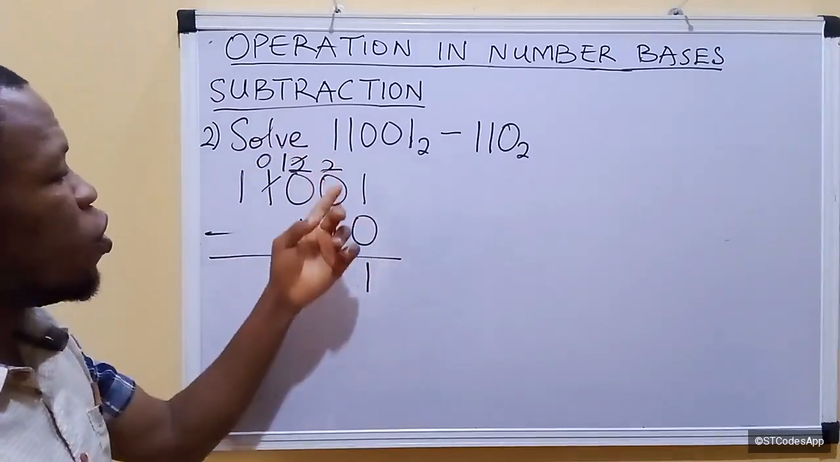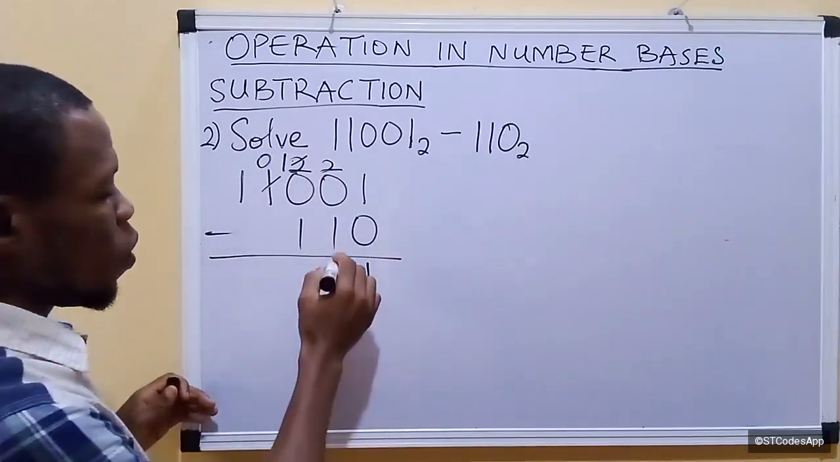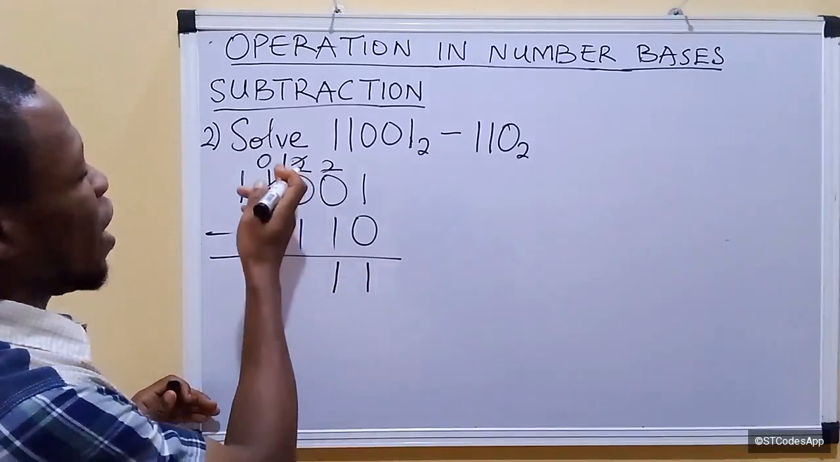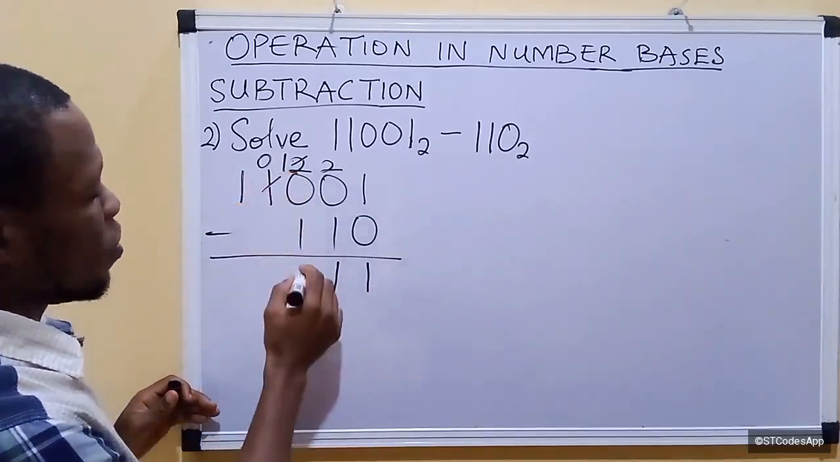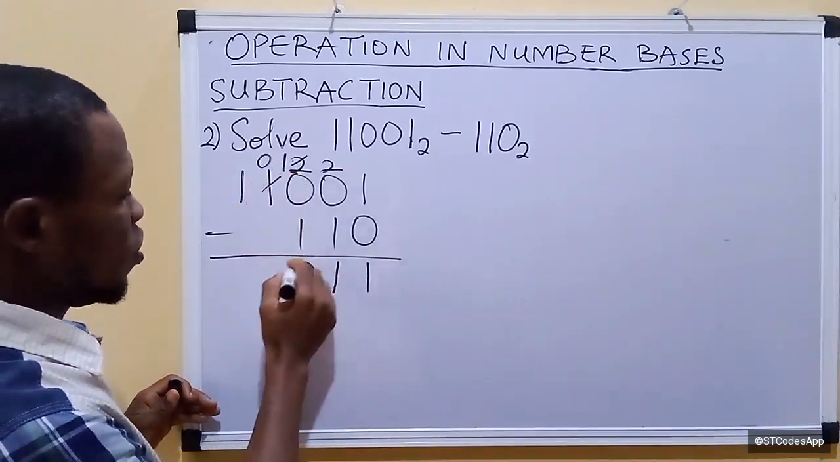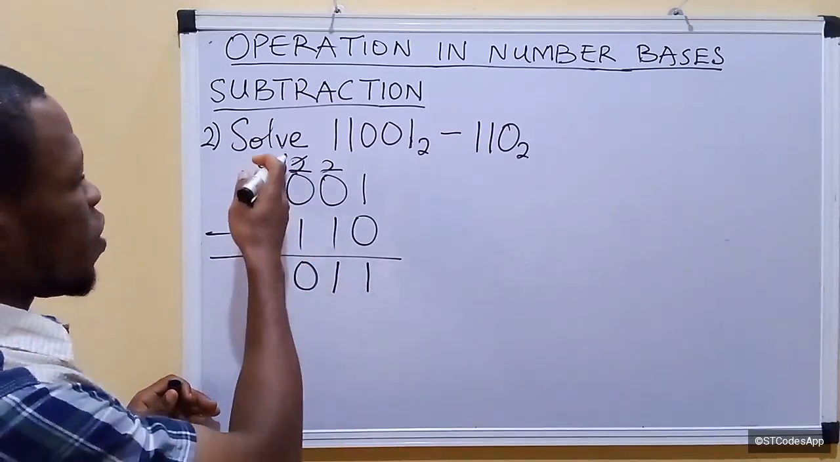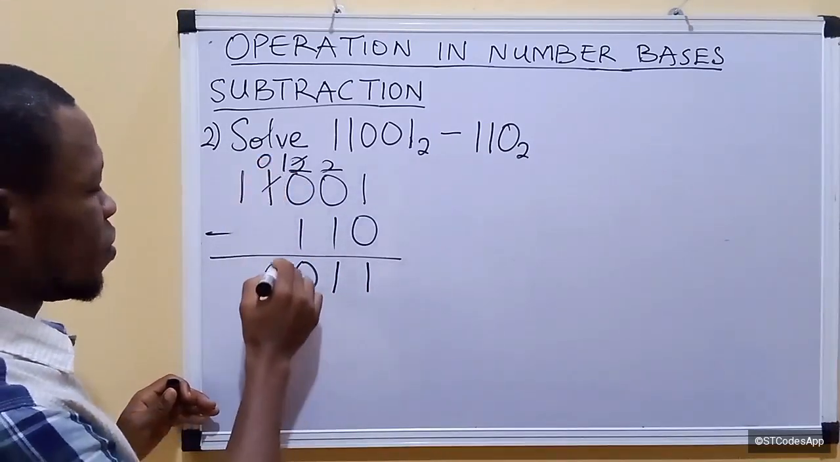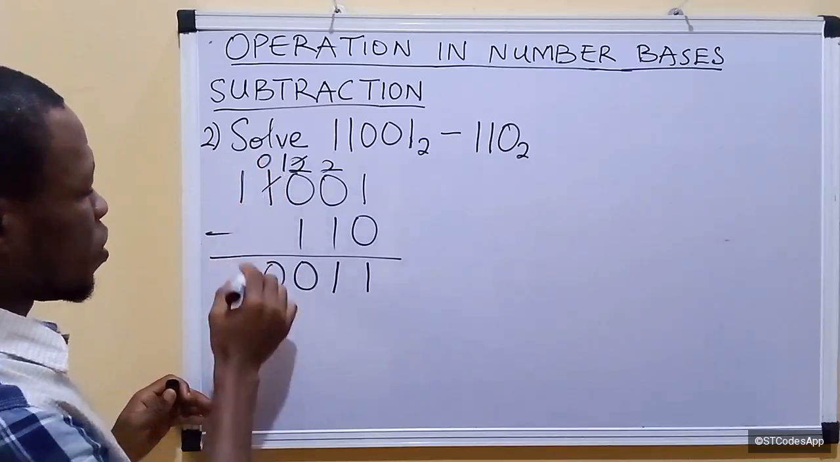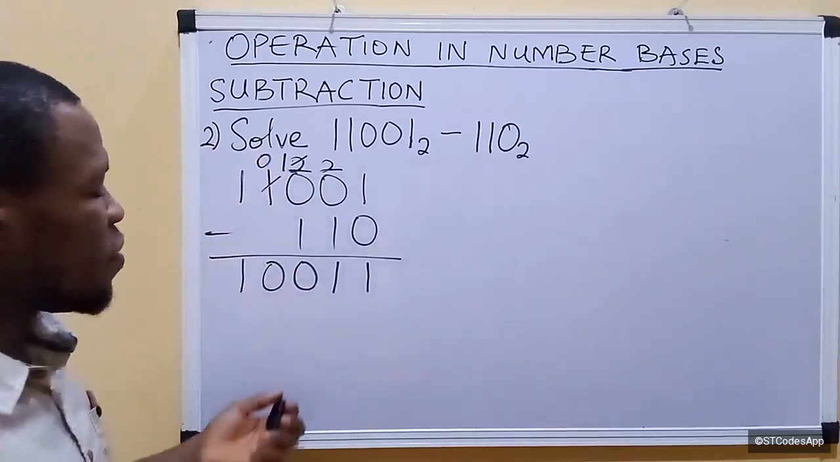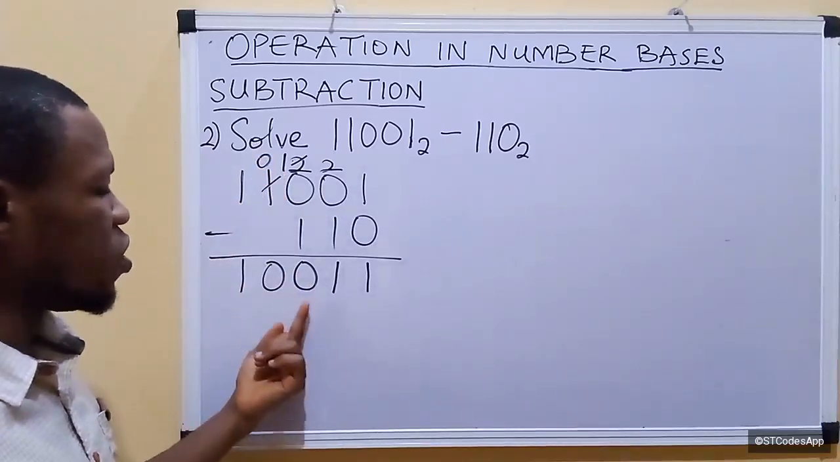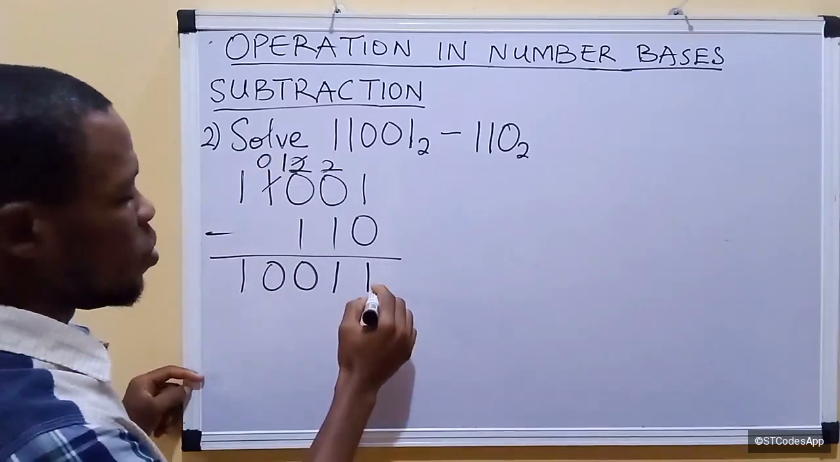So here we have 2 minus 1 is 1. Here we have 1 minus 0 is 0. Here we are left with 0, we'll bring it down. Here we are left with 1, we'll bring it down. So at the end of the day, we have 10011 in base 2.